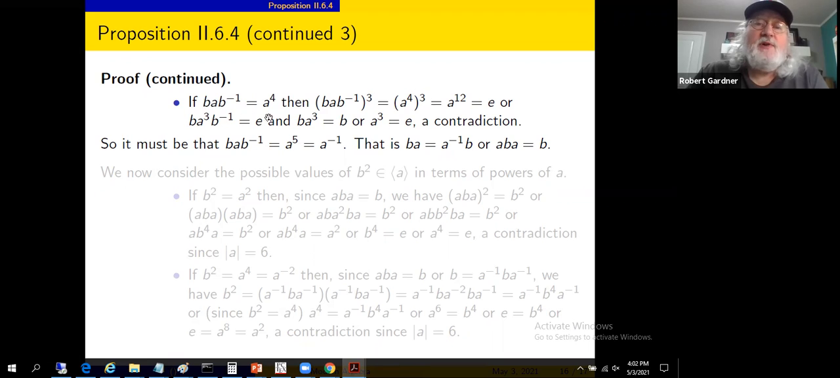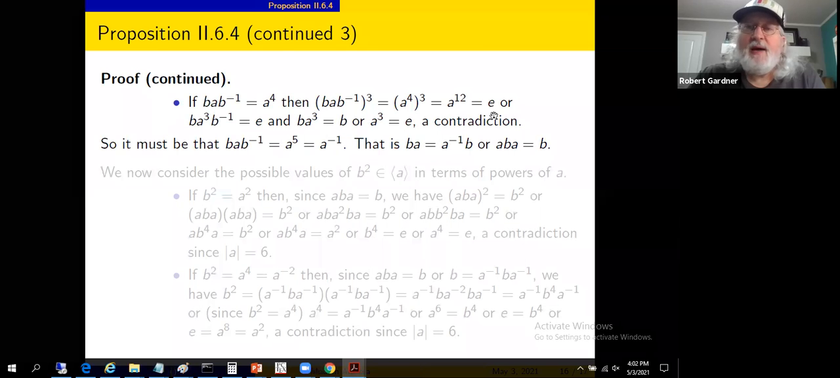What if b a b inverse equals a to the 4th? Then b a b inverse cubed equals a to the 4th cubed, producing an a to the 12th. Well, that's the identity. So that's why we raised it to the 3rd power, to get the identity out of the power of a. On this side, we get b a cubed b inverse. There you go. That equals the identity. Multiply on the right by b, b a cubed equals b. That implies a cubed equals the identity. That can't be because the order of a is 6.